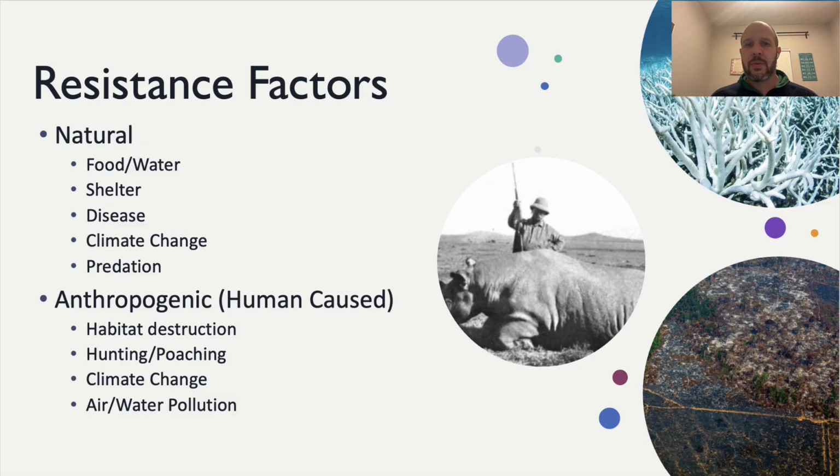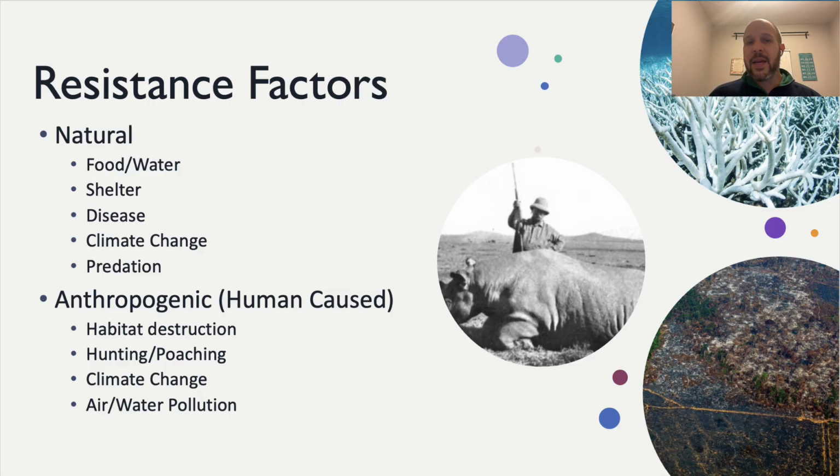So let's look at some of those resistance factors. So here are the resistance factors. There are natural and then there are human caused. Natural resistance factors like food and water and shelter and disease, those things have always been around and help regulate populations. Climate change over the course of thousands of years would regulate populations. And then a big one is predation. So predators ultimately would be in charge of regulating populations. But once humans came around, we started adding our own resistance factors.